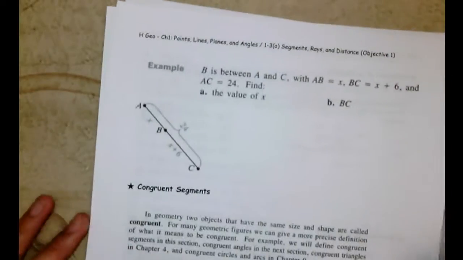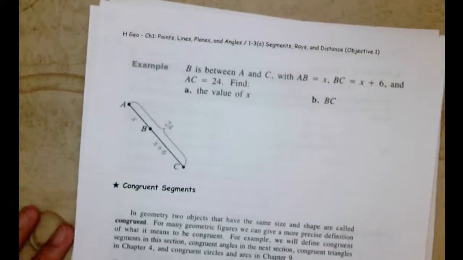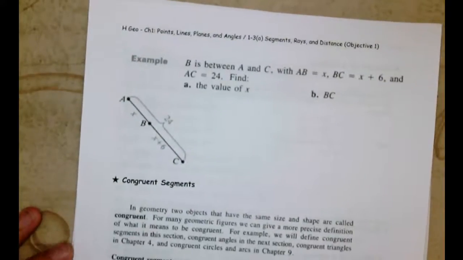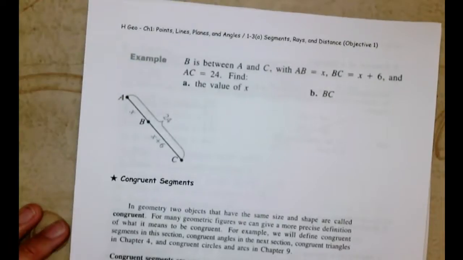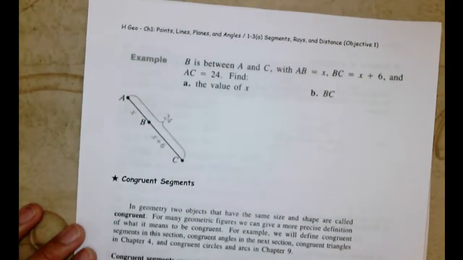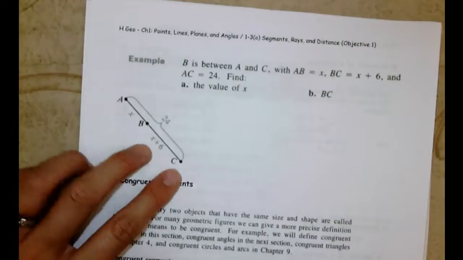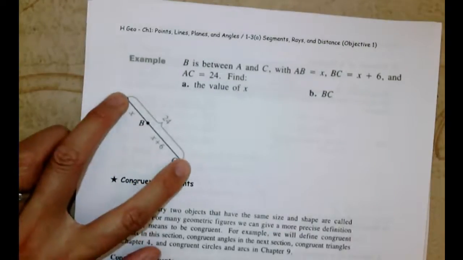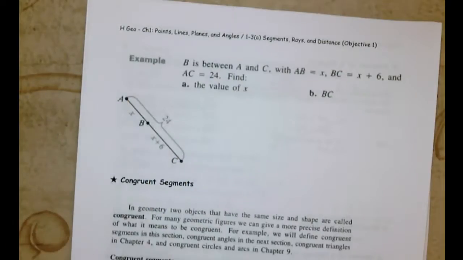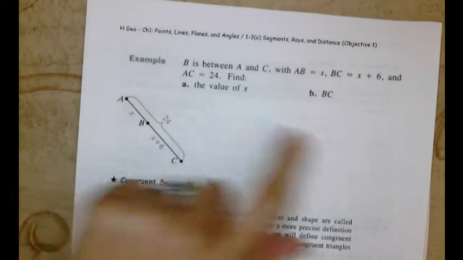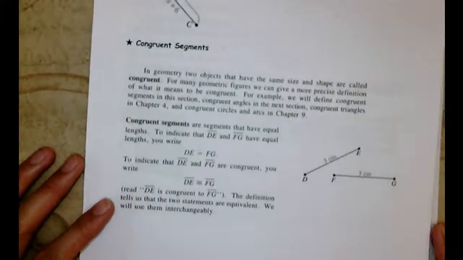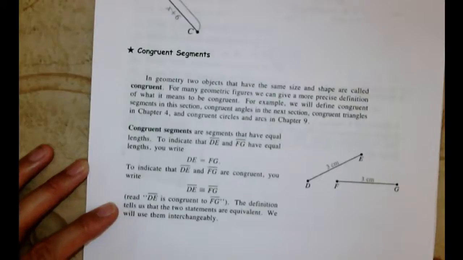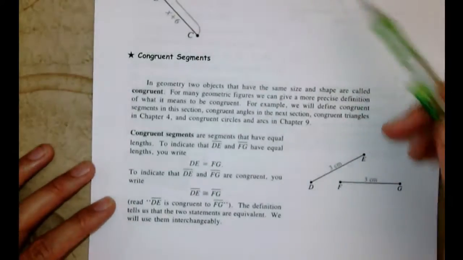Here's an example. B is between A and C, AB is X, BC is X plus 6, and AC is 24. Find the value of X and find the distance BC. Okay, so AB plus BC equals AC. All right, you can do this, right? So you can finish these, okay? Here we go. We check this if you have problems.